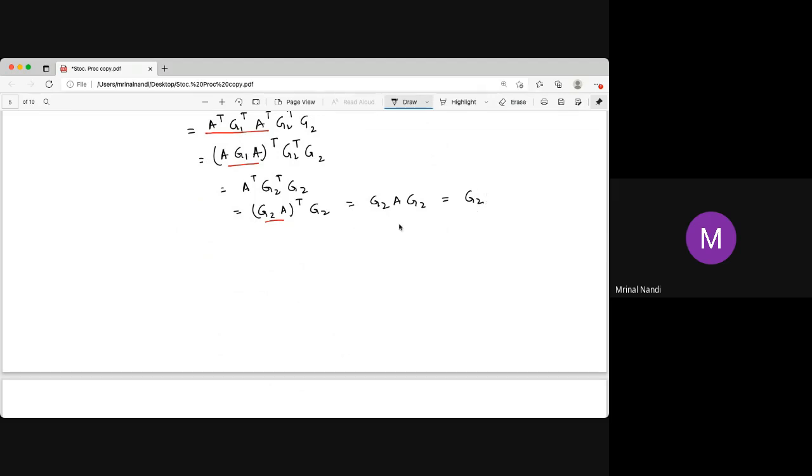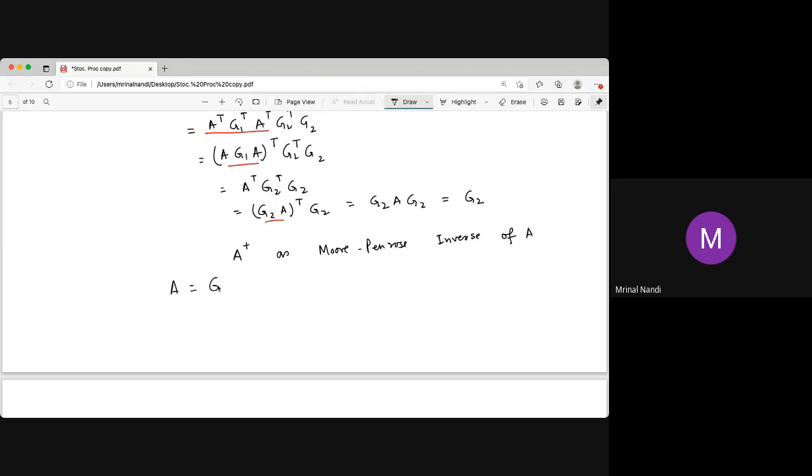Now, how do you show this Moore-Penrose inverse exists? By the way, we use A plus as the Moore-Penrose inverse of A. Whatever A may be, it may be a non-square matrix, whatever it may be, that Moore-Penrose inverse always exists, and it's unique.